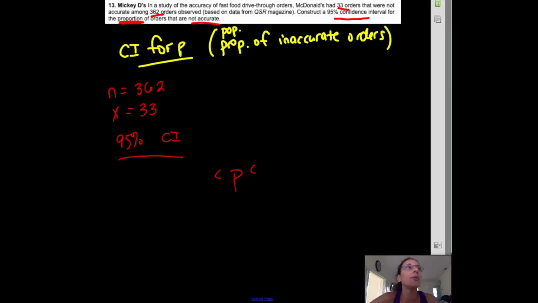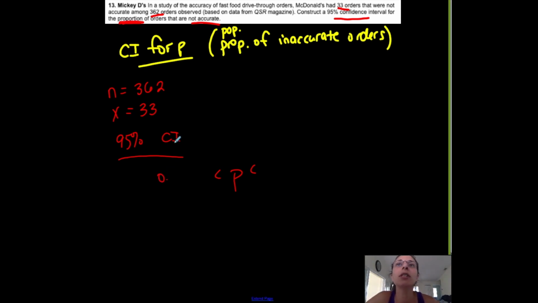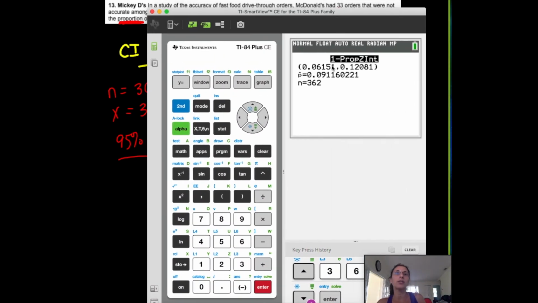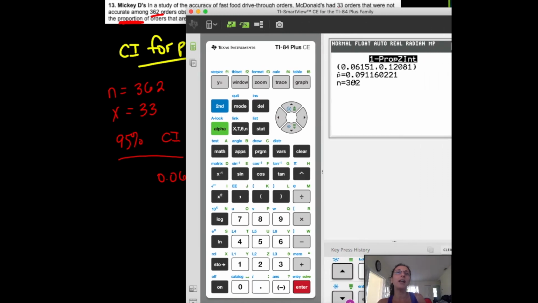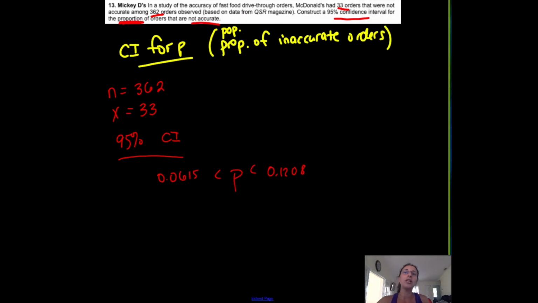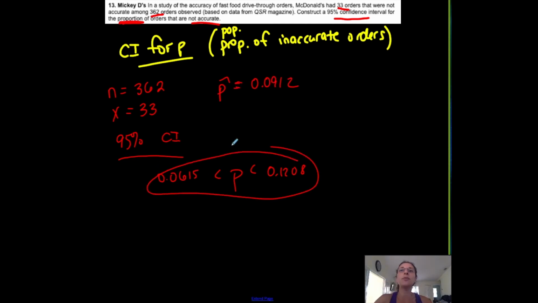So what do I say? It all depends on how I want to round. 0.0615 on the left, and 0.1208 on the right. I'll go four digits, but it all depends on what you're asked. And you see it gives me p hat too. p hat is 0.0912. If I wanted p hat, I could calculate it by doing x over n, or this did it for me, approximately. So here's my 95% confidence interval.